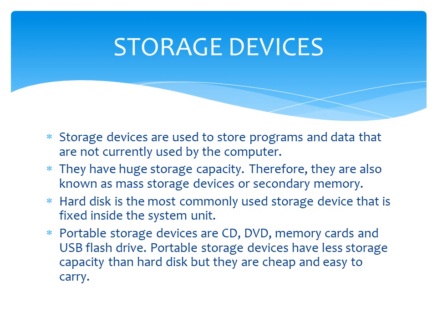Storage devices. As the name shows, these devices are used to store the programs and data that are not currently used by the computer. They have huge storage capacity, therefore these are also called mass storage devices or secondary, or you can also say external memory of the computer. Hard disk is the most commonly used external storage device that is fixed inside the system unit. Some portable storage devices are CD, DVD, memory cards and USB. These devices have less storage capacity than a hard disk, but they are cheaper in price and easy to carry. As the name shows, these are portable devices.